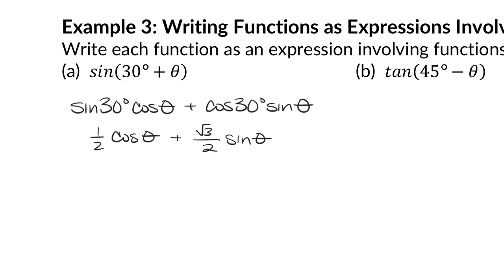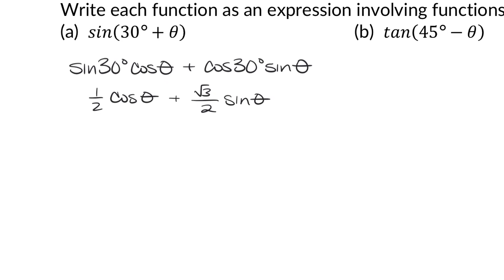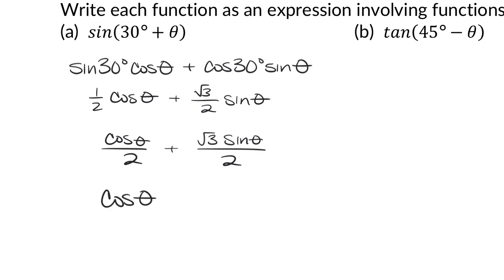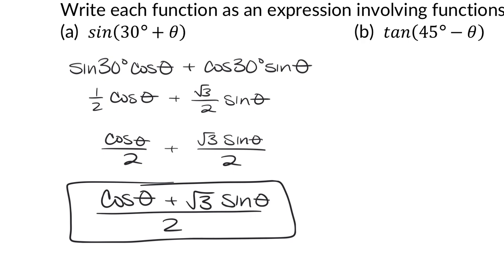I need to start condensing this down. I'm going to rewrite this just as a step to maybe help you understand what I'm doing here. Instead of writing 1/2 cosine of theta, I'm just going to write it as cosine of theta divided by 2. And instead of writing square root 3 over 2 times sine of theta, I'm going to do square root of 3 sine of theta all over 2. Why did you think I wanted to write it like this? Now, I've noticed they have the same denominator, which means I can write them just as one fraction. Cosine of theta plus square root 3 sine of theta, all divided by 2. That is a single term involving functions of theta alone.